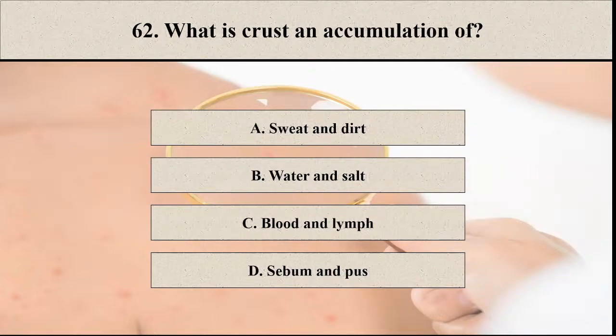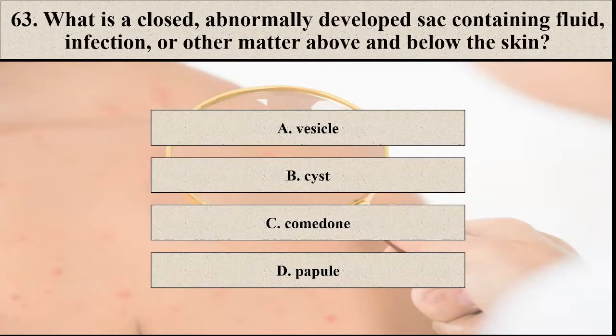What is crust an accumulation of? Is it sweat and dirt, water and salt, blood and lymph, sebum and pus? If you chose D, sebum and pus, you are correct.